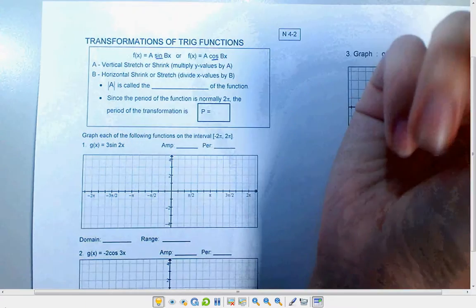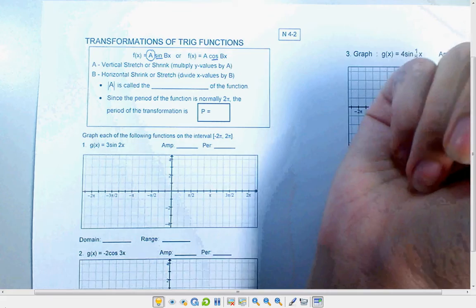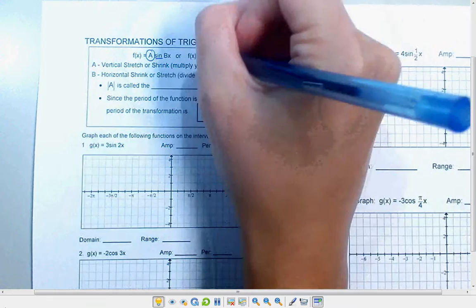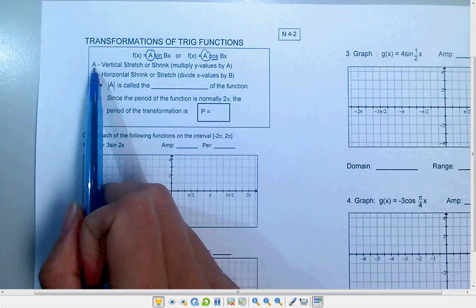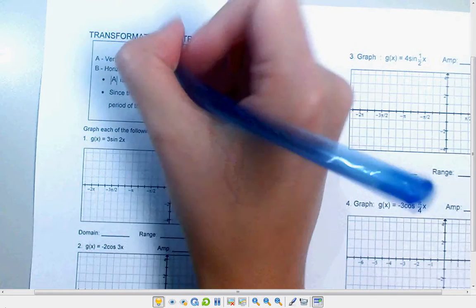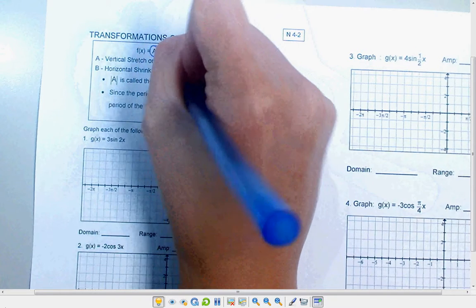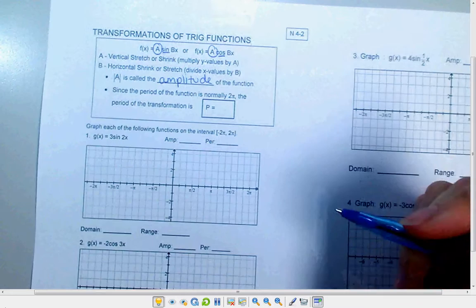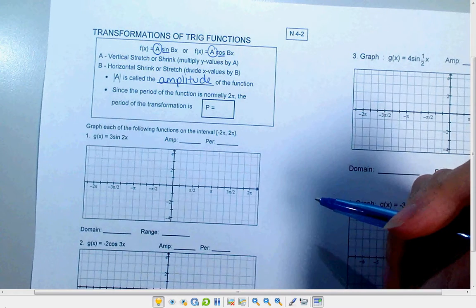So whenever you have a coefficient that is multiplied in front of the sine or the cosine, that's going to be our A. That's what's stretching or shrinking something vertically, which means up or down. And this is called our amplitude. So like how far up, how far down your sine or cosine function are going.